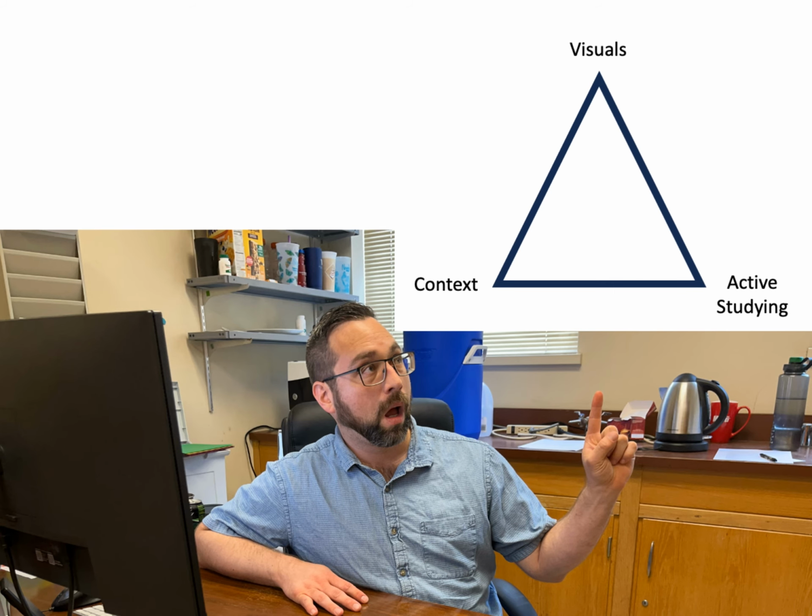But if you've been studying a certain way with certain habits and these have not been working out for you, think of the following as guidelines or suggestions on how to do things differently. To keep things simple, I can break these down into three main concepts: visuals, active studying, and context.